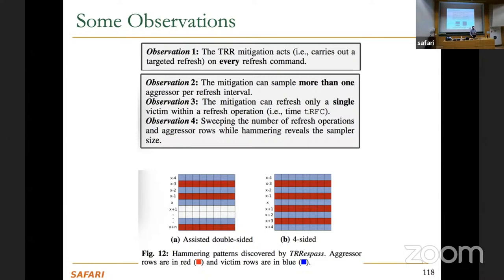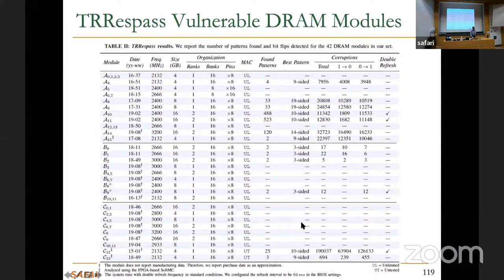So by doing this, you can actually craft these access patterns. And these access patterns, you can see these are the DRAM modules that we tested. I think we tested 42. We were able to induce bit flips on only 13. That's still a big number.